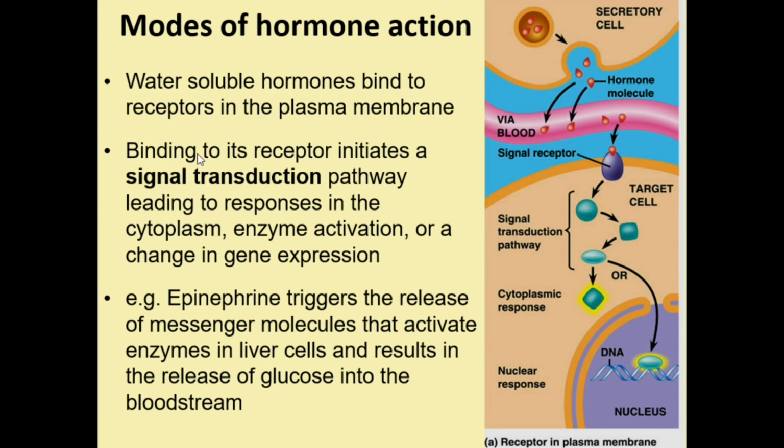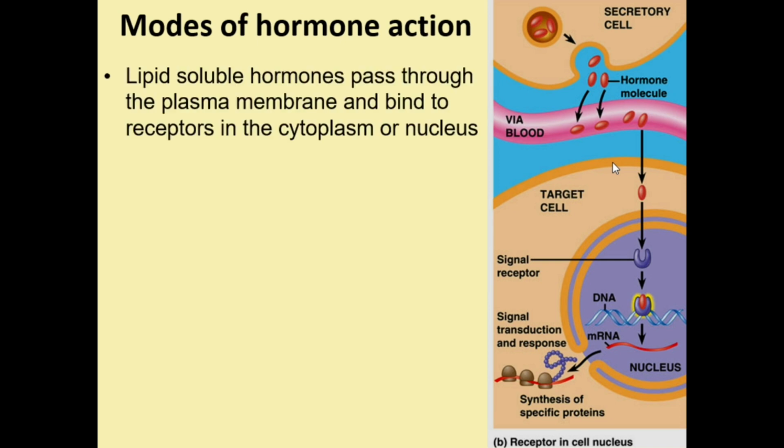So this is how water-soluble hormones, such as proteins, peptides and amines, will work, with receptor proteins embedded within the plasma membrane. Here we can see a lipid-soluble hormone, a steroid for instance. As previously mentioned, these can pass freely through the plasma membrane.